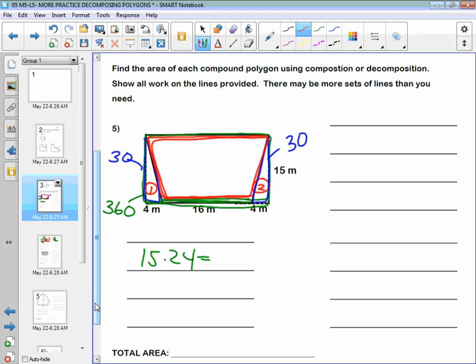Does that help? Yes. I'm just trying to help you see why we need to subtract at the very end. Okay. Thank you, Matthew.